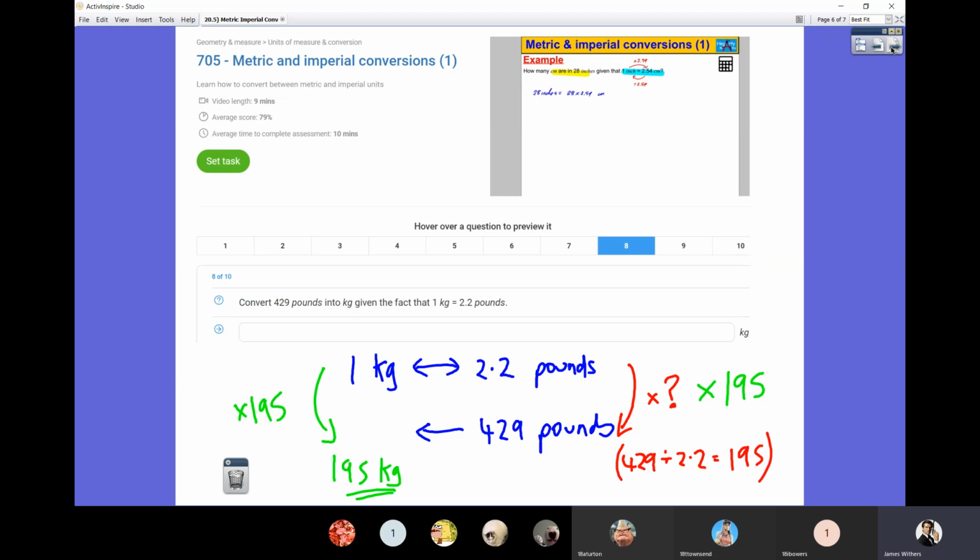Question 8, so similar idea. Start off with the equals information, 1 kilogram is 2.2 pounds. Go and put this information into the appropriate column. So this is the pounds column, so 429 pounds. How much bigger is that? Well, you need to do 429 divided by 2.2 on your calculator, and that gives you 195. So I know that this is 195 times bigger. So therefore, my left-hand side must also be 195 times bigger, so 195 kilograms.